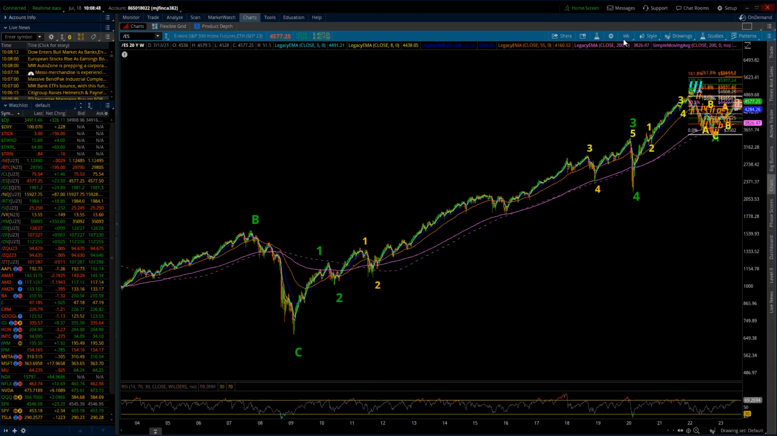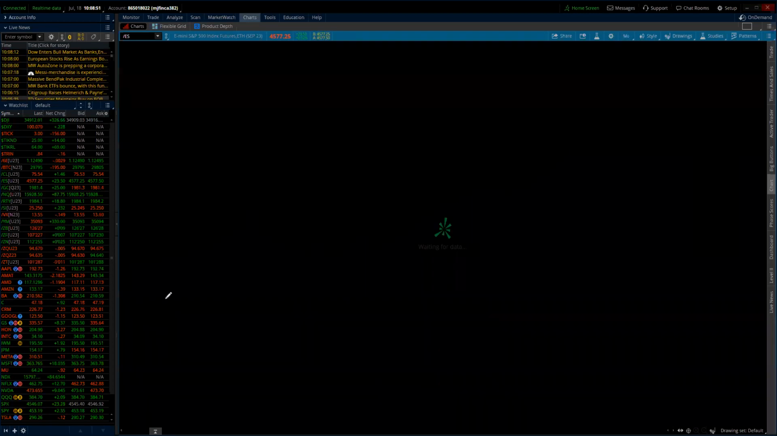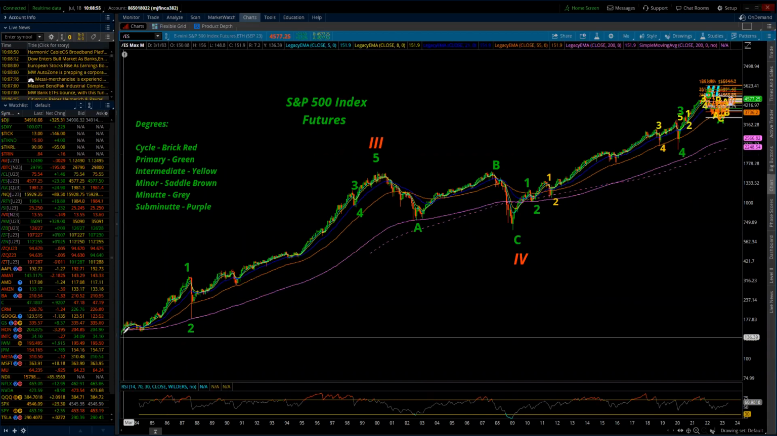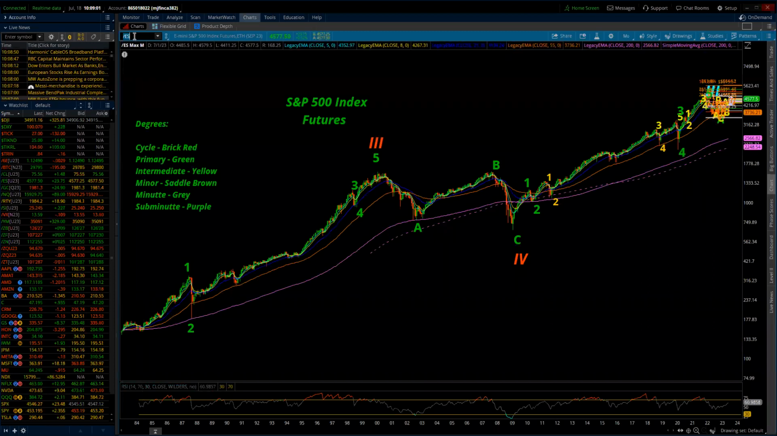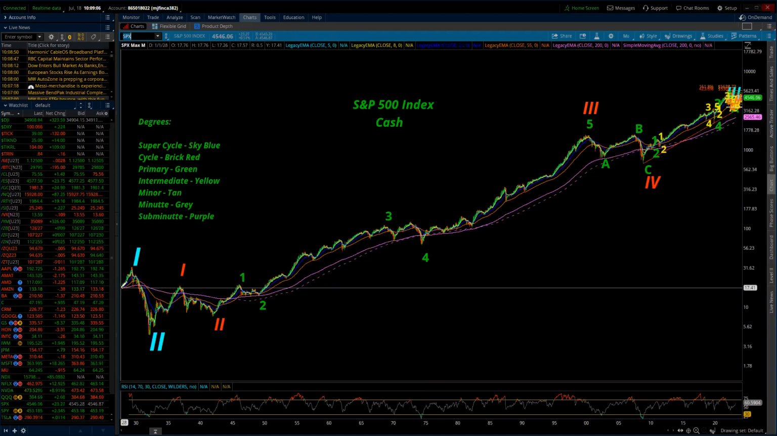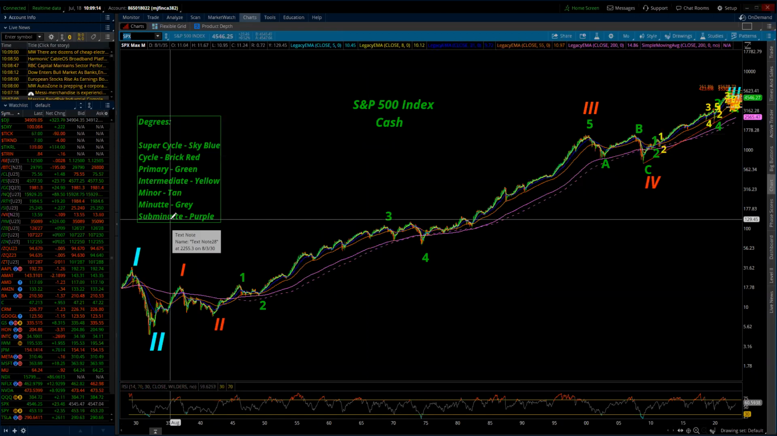Whether I start on my monthly chart here, which goes all the way back to 1983, or I go to the cash S&P, which is the SPX, that goes all the way back to 1928. That's a lot of data. So you can see here that Elliott also delivered to us what he called degrees.